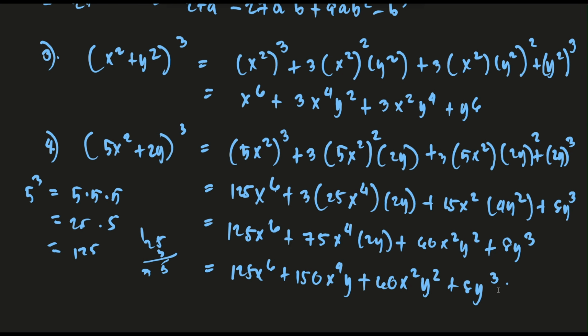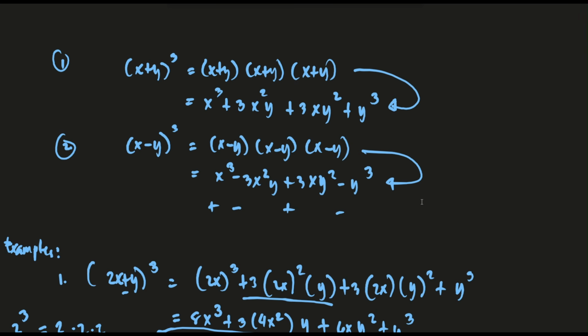I am hoping that you are able to get the idea on solving cube of binomials. So first thing, you must familiarize the pattern. First situation is addition, and then the second situation is subtraction. For subtraction, the sign alternates positive, negative, positive, negative. And for the first situation, as you can observe, it's always positive throughout the end of the terms.